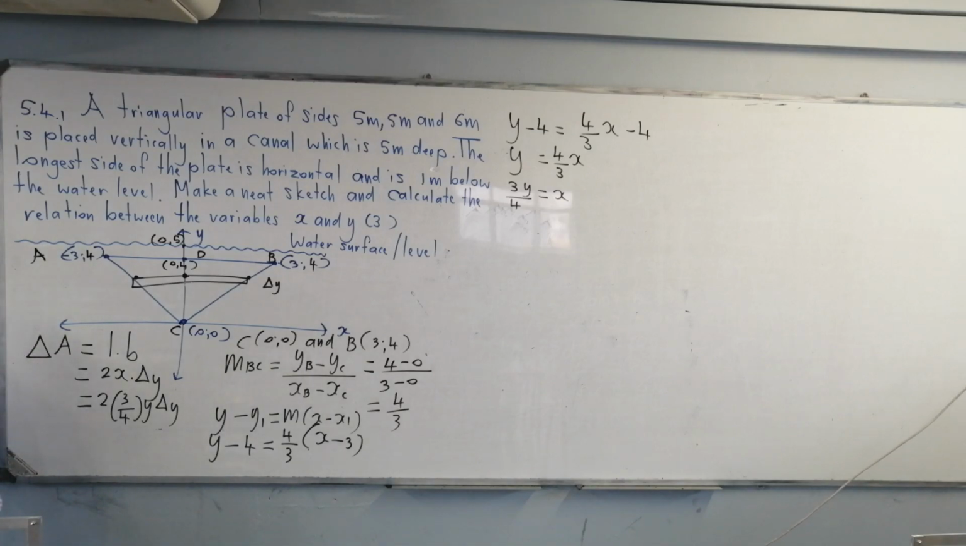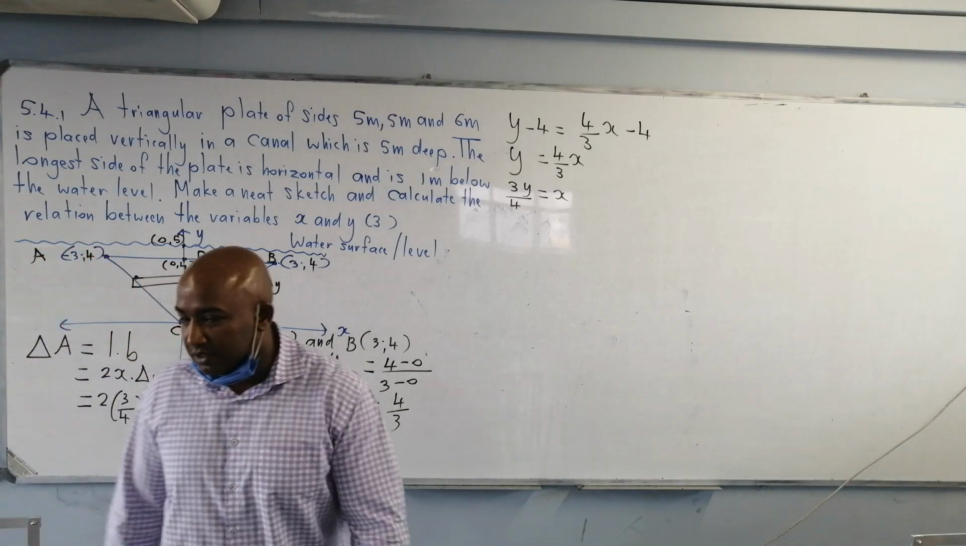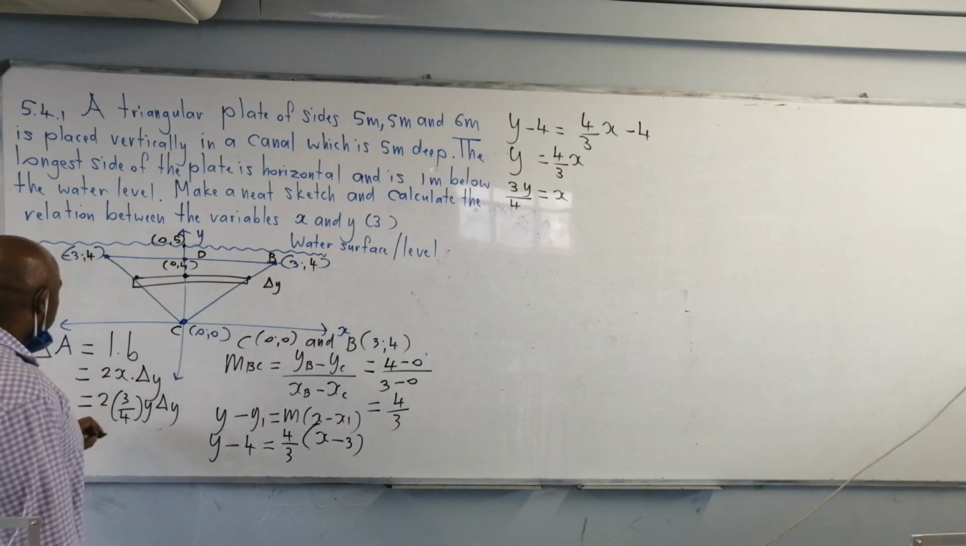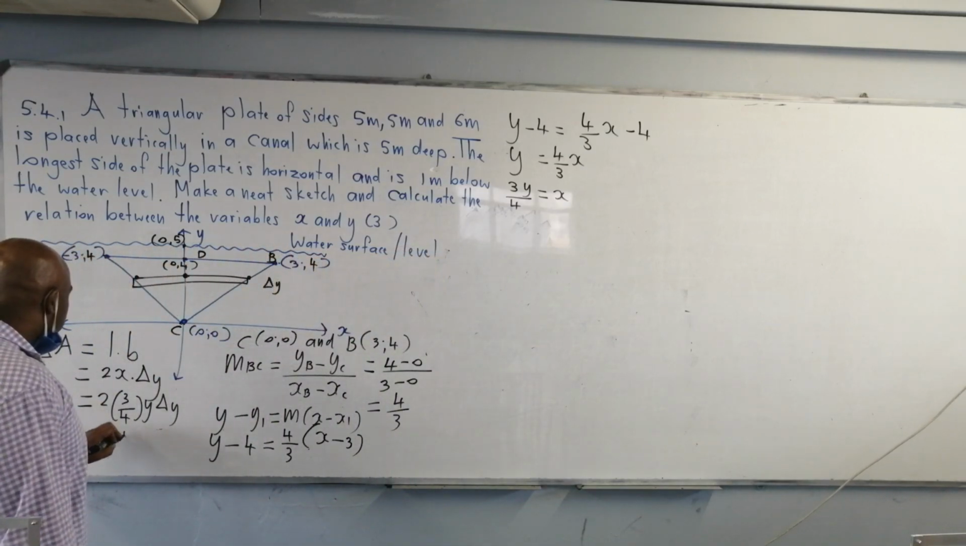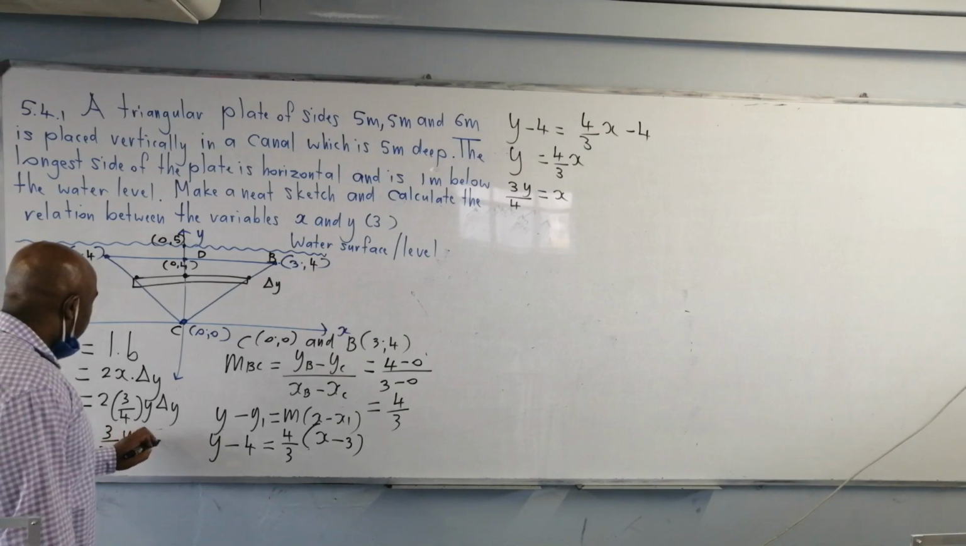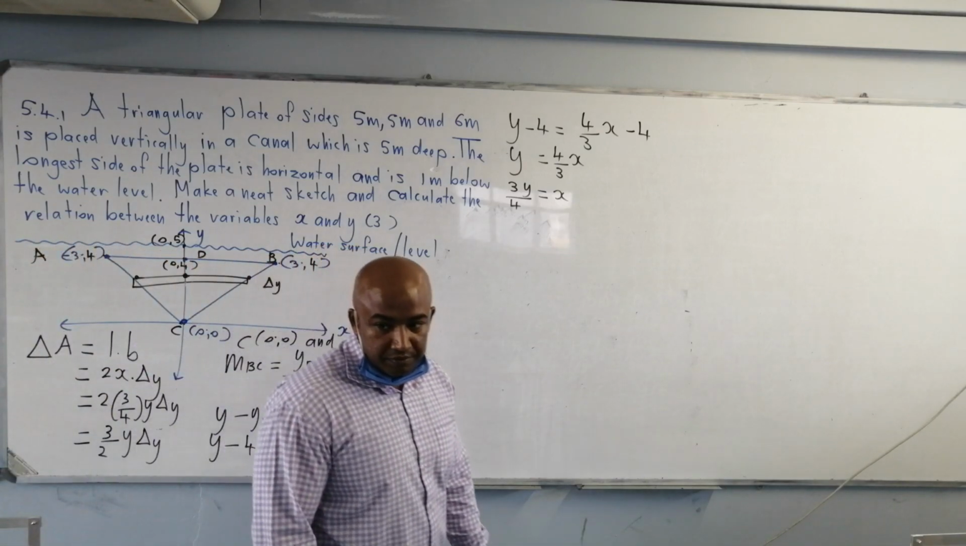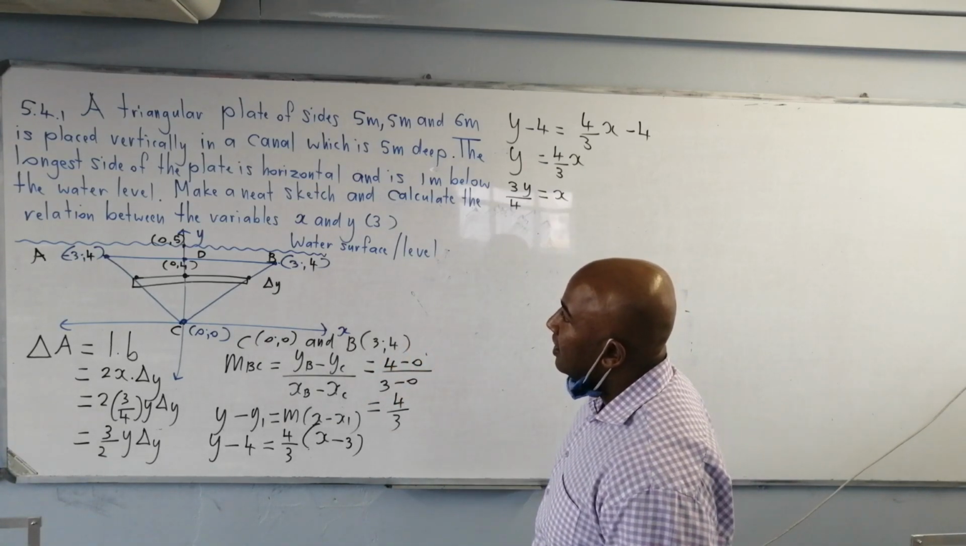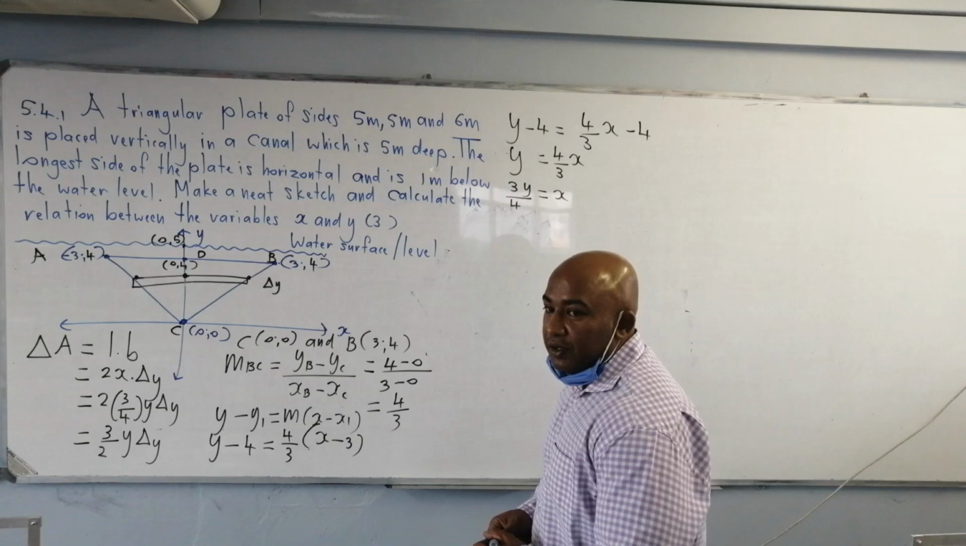You follow what happened there? All I'm doing is substituting. So 2 over 4 is the same as 1 over 2. So that's 3 over 2 y dy. So we have our relationship between x and y. Now, the next question.